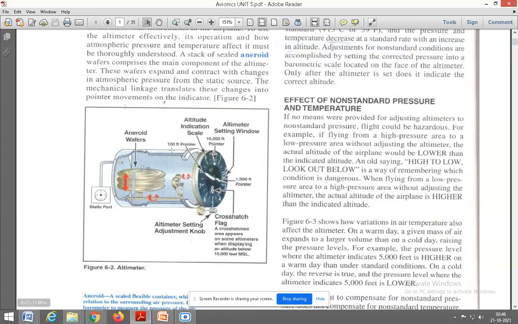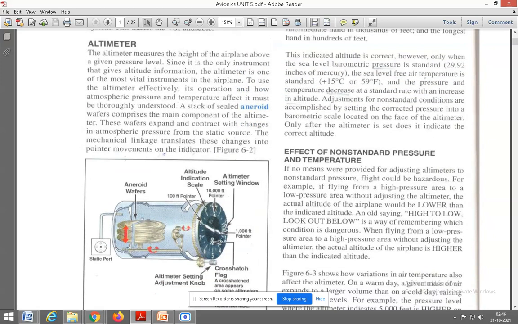This is your altimeter. The altimeter measures the height of the airplane above a given pressure level. Since it is the only instrument that gives altitude information, the altimeter is one of the most vital instruments in the airplane. To use the altimeter effectively, its operation and how atmospheric pressure and temperature affect it must be thoroughly understood.